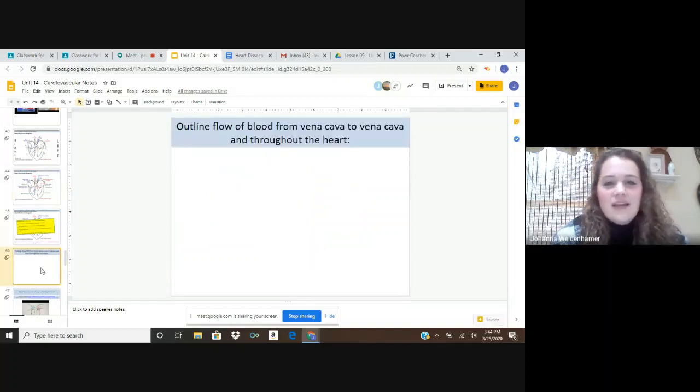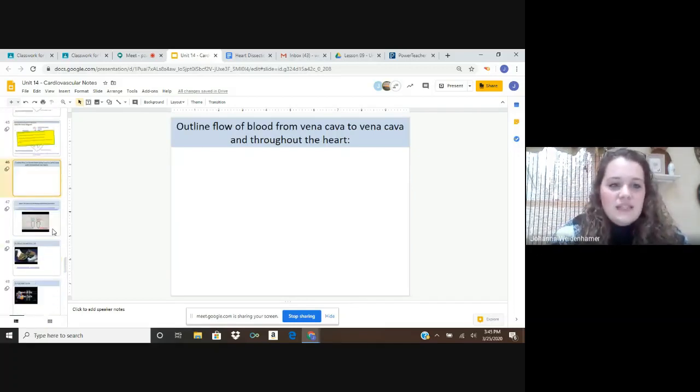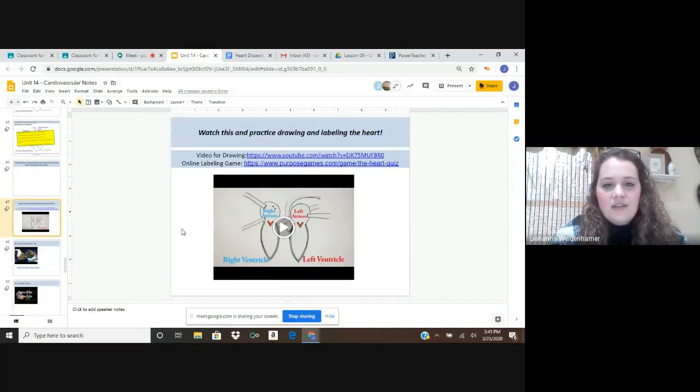Now using that information, I want you to outline the flow of blood from the 2 vena cavas and throughout the heart. Take a look at what we just talked about and the diagram that we just looked at, and try to explain how the blood is going from the body into the heart, getting oxygen, and then being sent back to the body. Once you've completed that, take a look at this video as well. There's a nice description of how the blood is flowing through the heart if you need some more help.